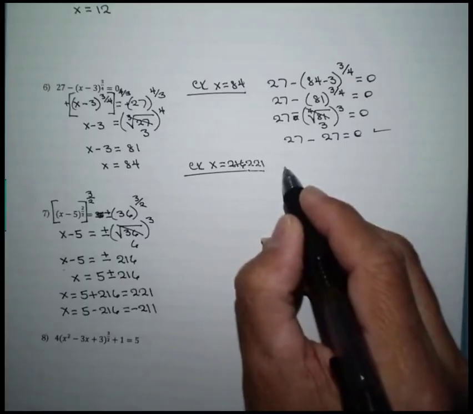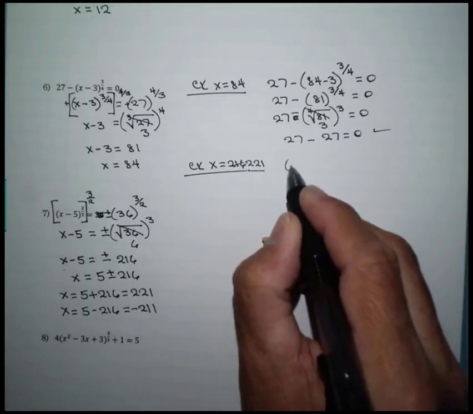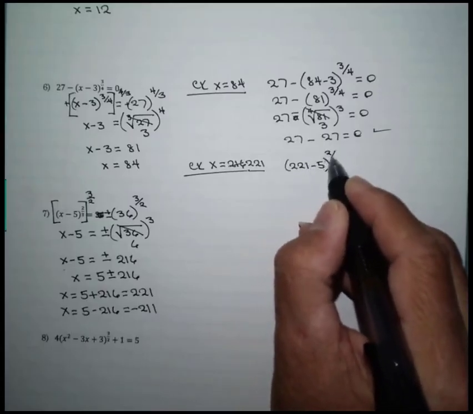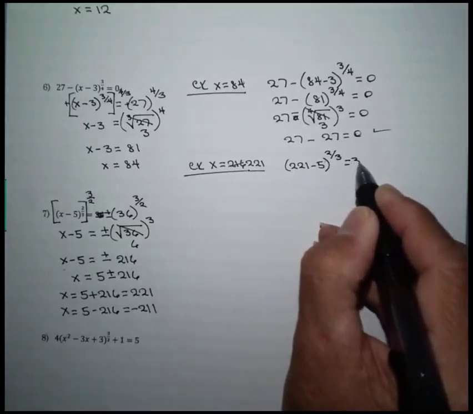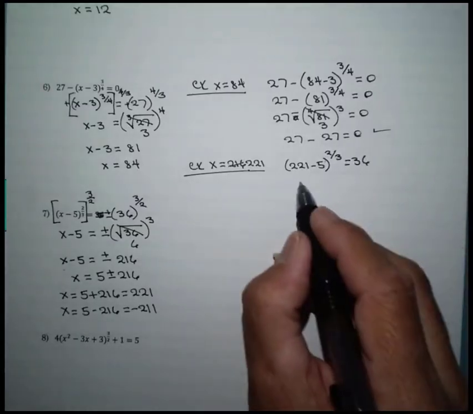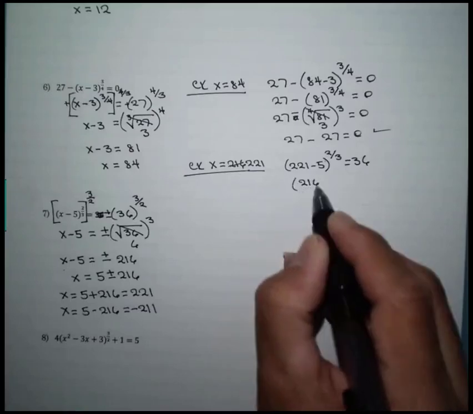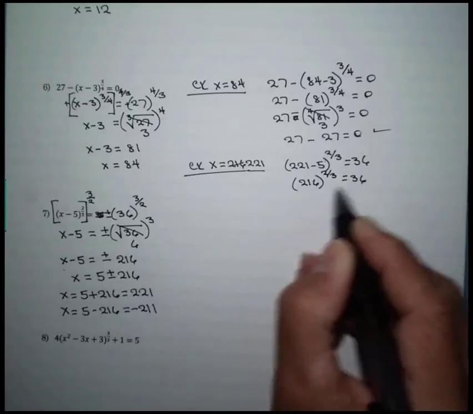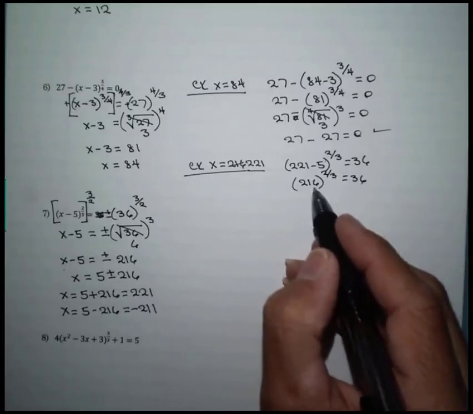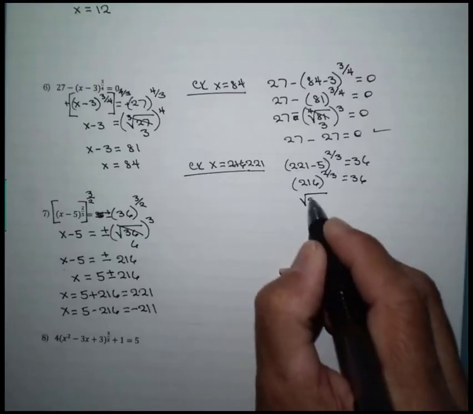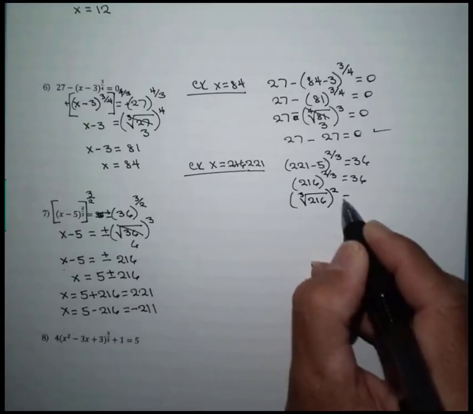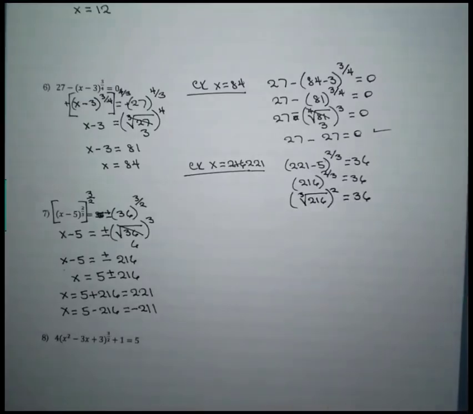So I'm going to plug it in here. I'm going to say 221 minus 5 raised to the power of 2/3 is equal to 36. And this is going to be 216 raised to the power of 2/3 is equal to 36. Now, this is the cube root of 216 squared. So it's a cube root, and then I take it and square it, and that's equal to 36. Now, if I don't know, I do because I just did the reverse of this.